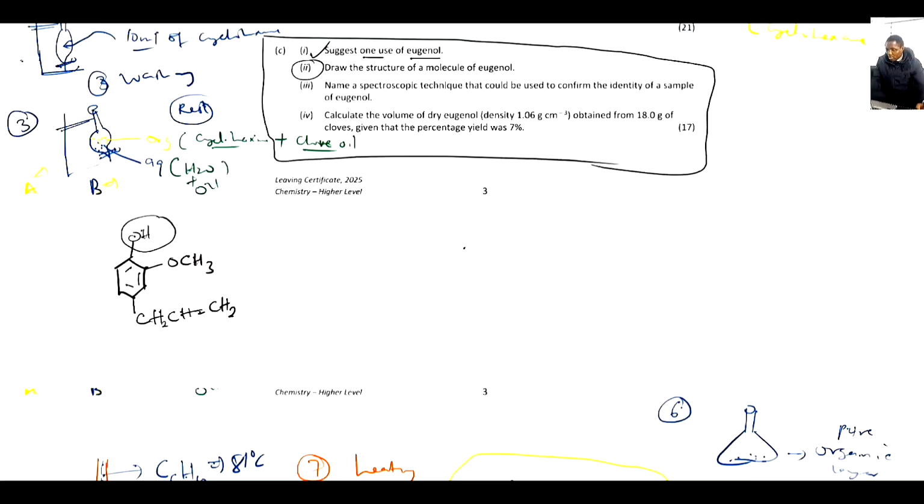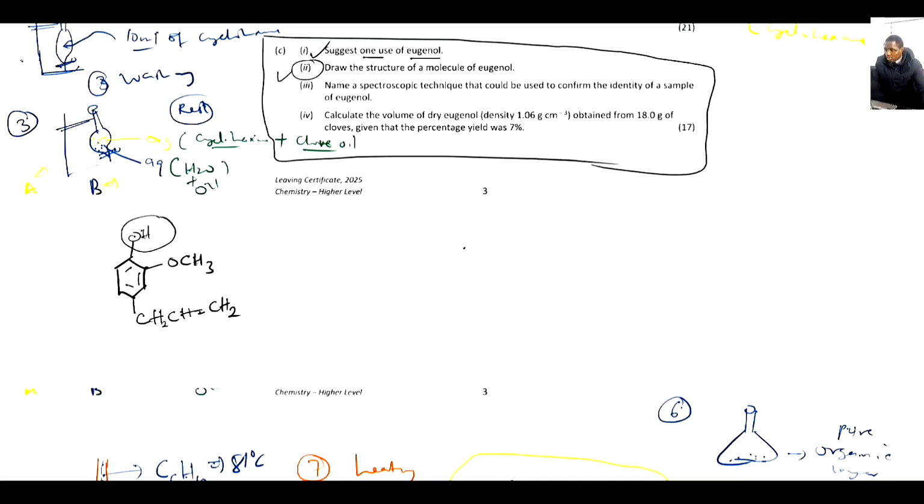So let's see whether it's completed. This is CH2. This one has a double bond, and this one has CH. It's connected to C. I want to make sure that it's a double bond. Yeah, it's completed. The propene is also completed. So this is the structure of eugenol actually. And then, what are the spectroscopic techniques? This number two is done as well.